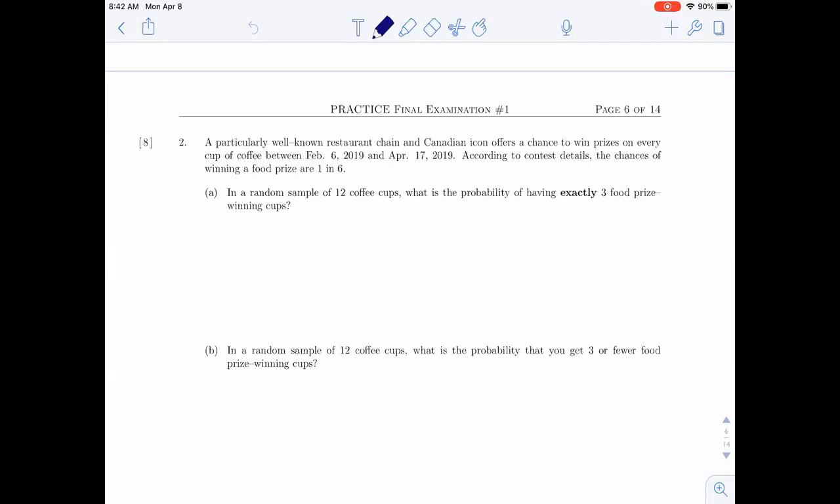According to contest details, the chances of winning a food prize are 1 in 6. So in a random sample of 12 coffee cups, what's the probability of having exactly 3 food prize winning cups? We can use the binomial distribution because we've got success and failure. You either win on a cup or you didn't win on a cup. There's no other options, and the probability of a success is 1 in 6, so 1 out of 6.